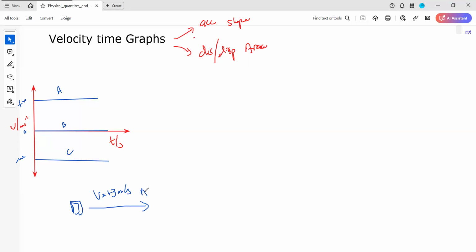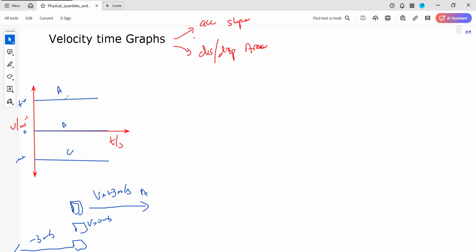That is A. What about B? B means the object is not moving, it is stationary because the velocity is 0. What about C? C shows it is moving, but in the opposite direction of the original. So if this was a +3 for example, this is -3. So it is moving in the opposite direction. A is representing a constant velocity, B is representing 0 velocity, and C is representing a constant velocity.